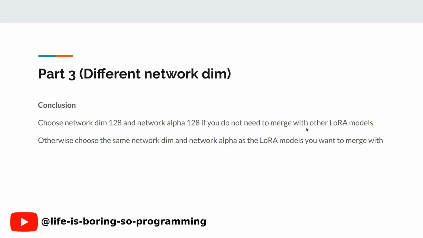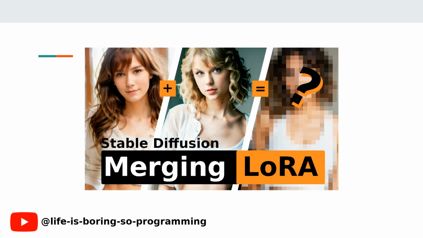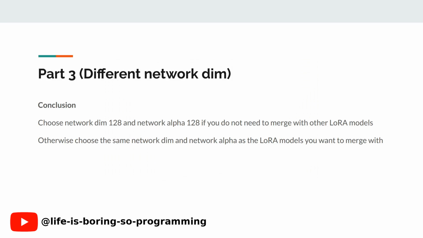If you plan to merge your LoRA model with other LoRA models, you can use network dimension 128 and alpha 128. If you did not watch the LoRA merging tutorial yet, in this video you will know which LoRA models can be merged together. Otherwise, you may want to choose the same settings as your other LoRA models.